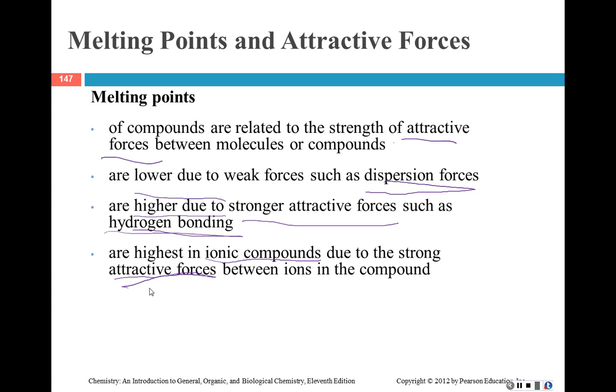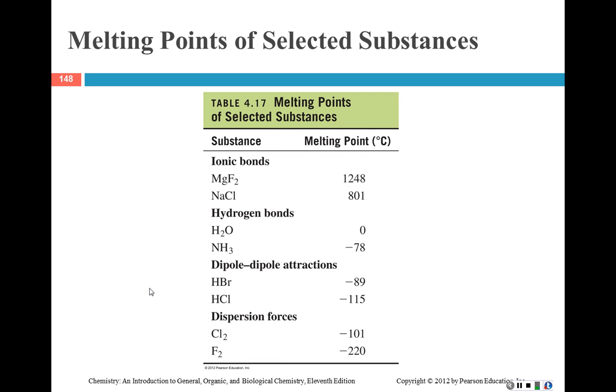Just to give you an idea in a table, in these ionic compounds, the melting point of magnesium fluoride is about 1,248 degrees C. To melt sodium chloride, it's 800 degrees. Water's melting point is 0. Ammonia's is minus 78. See how these are depressed as you go down. So with these dispersion forces, the melting point is very, very low, isn't it?